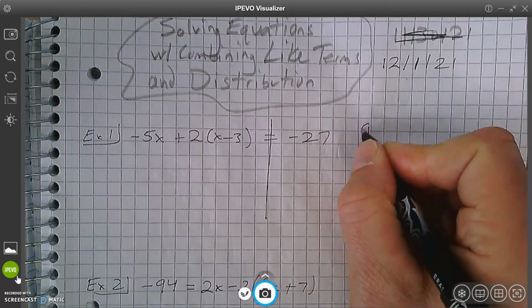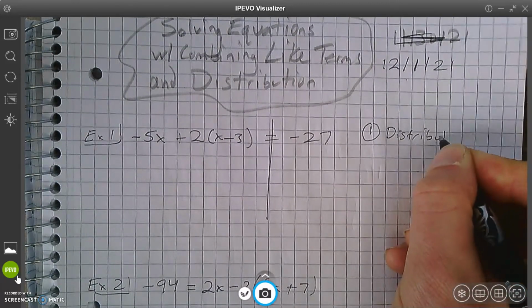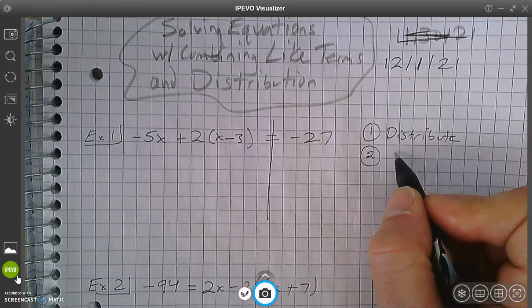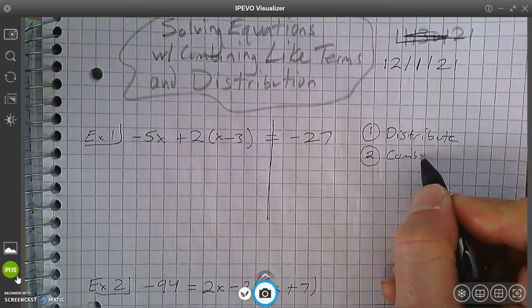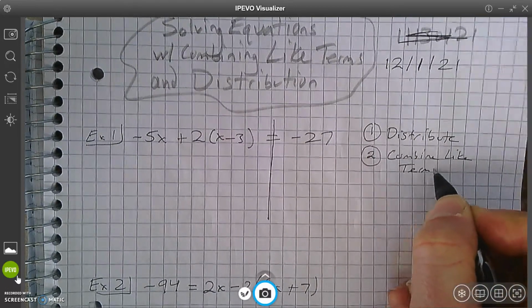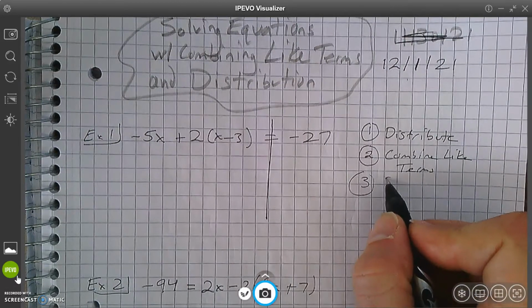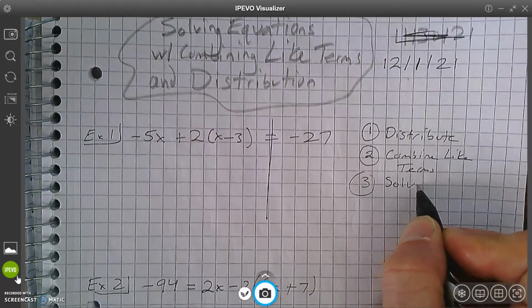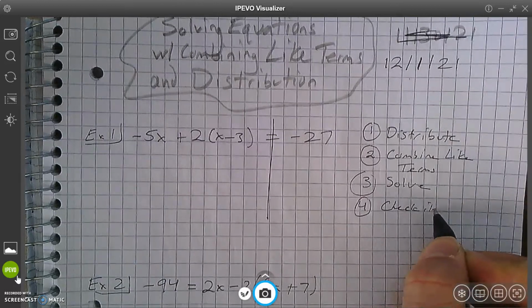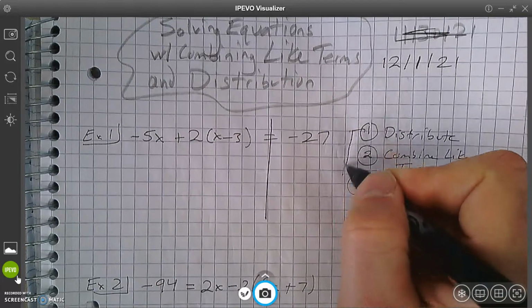So, step 1, distribute. Step 2, combine like terms. Step 3, now it has the equal sign, you need to solve. And step 4, make sure you're right. You need to check it. But we're going to hold off on that step right now. We're going to focus on these 3.